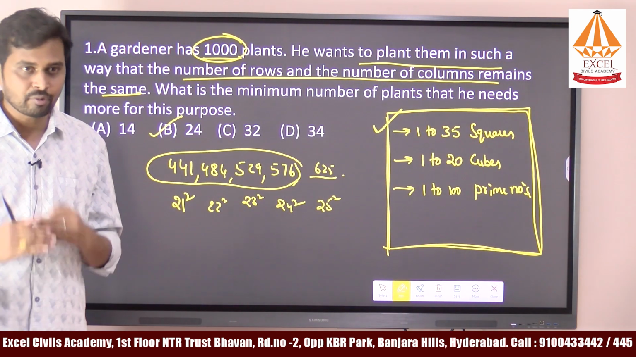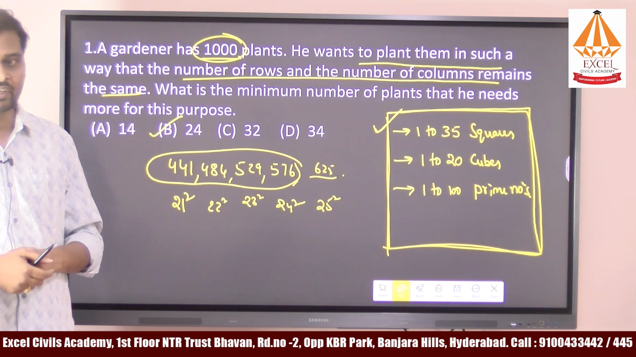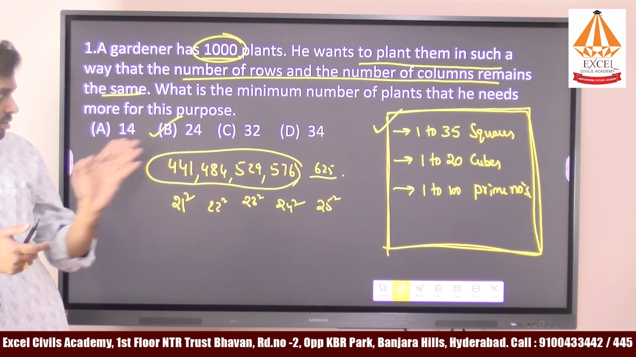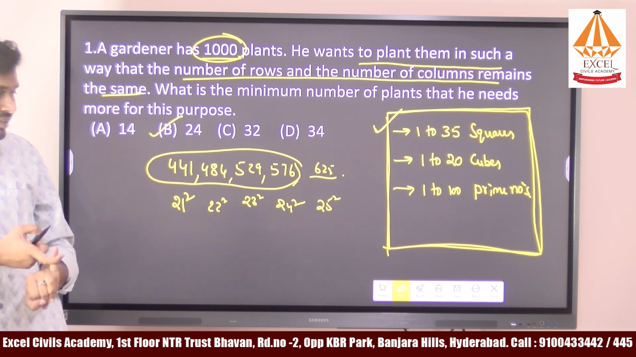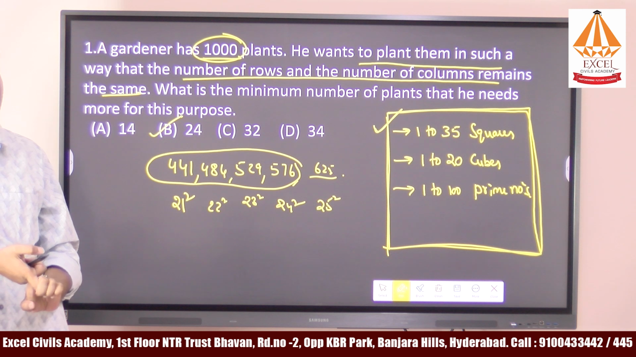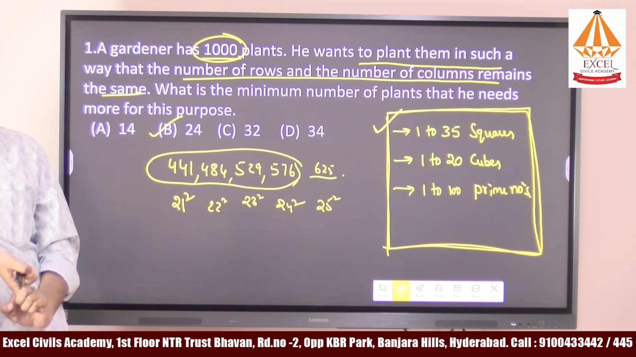So you will have to start your preparation by remembering all this. Please note this down: 1 to 35 squares, 1 to 20 cubes, and 1 to 100 prime numbers. Prime numbers are also very, very important. So how many prime numbers are there from 1 to 100? Yes, there are 25 prime numbers.